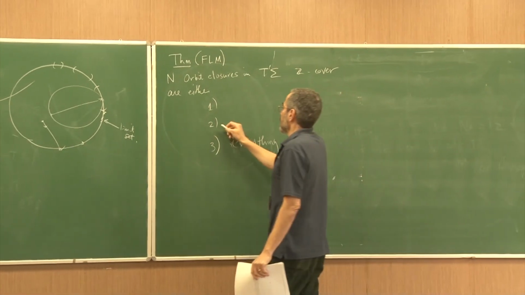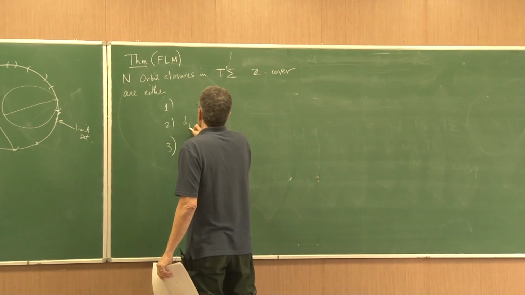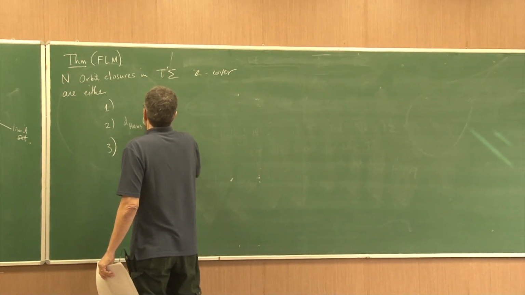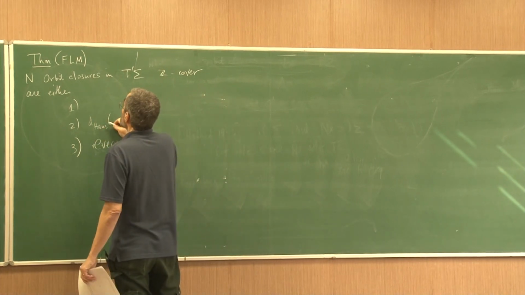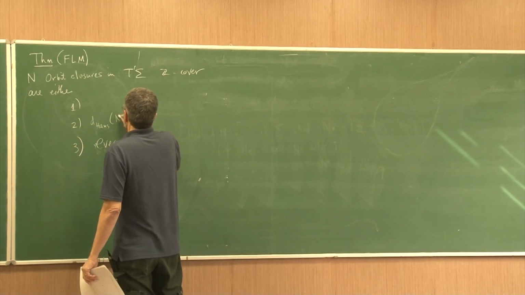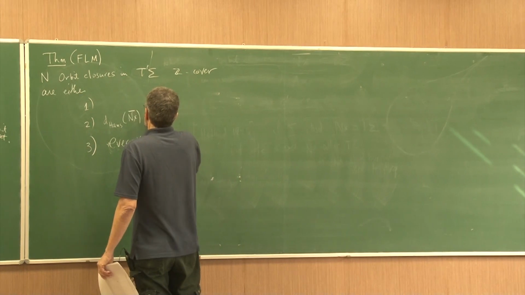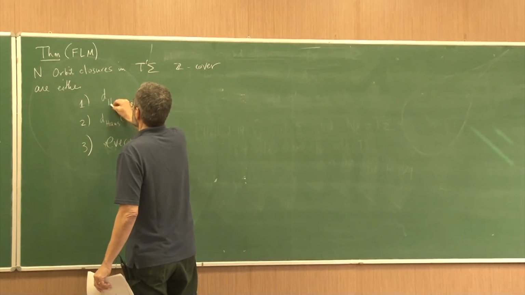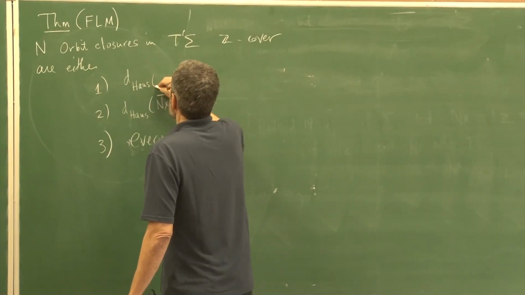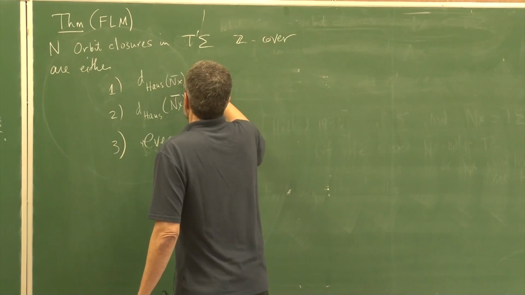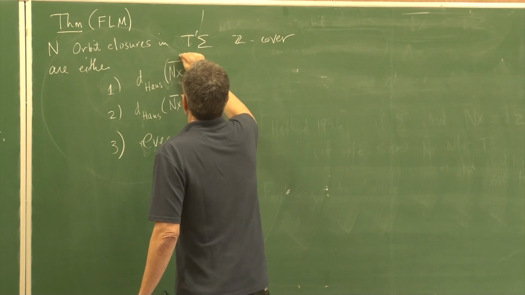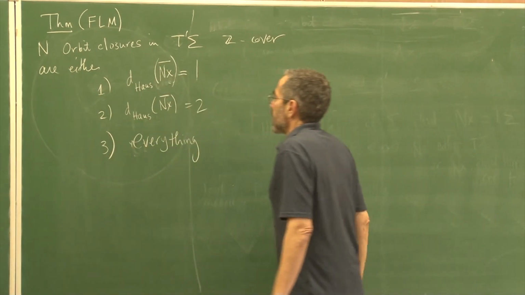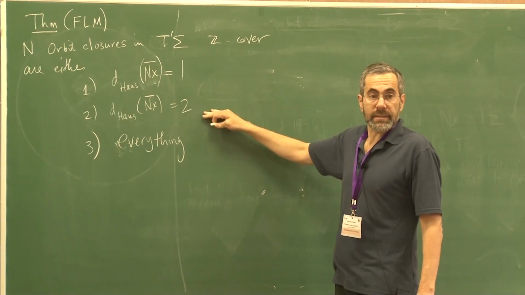Or the Hausdorff dimension is 2. So here the Hausdorff dimension is 3. It's a 3-manifold. Or the Hausdorff dimension of an orbit closure is 2, or the Hausdorff dimension of an orbit closure is 1. And I will tell you a little bit about when these things occur.